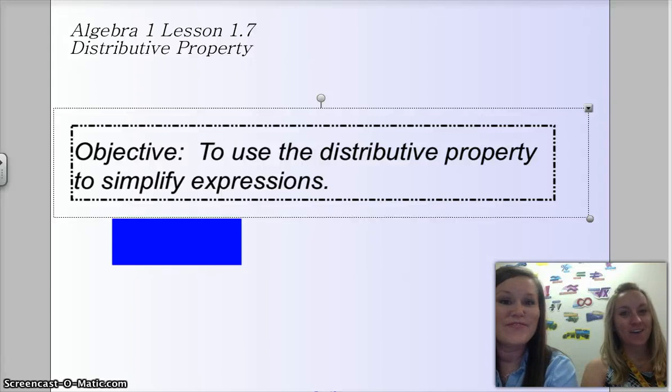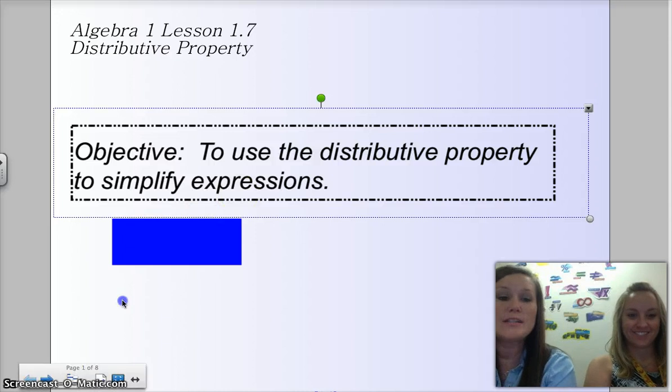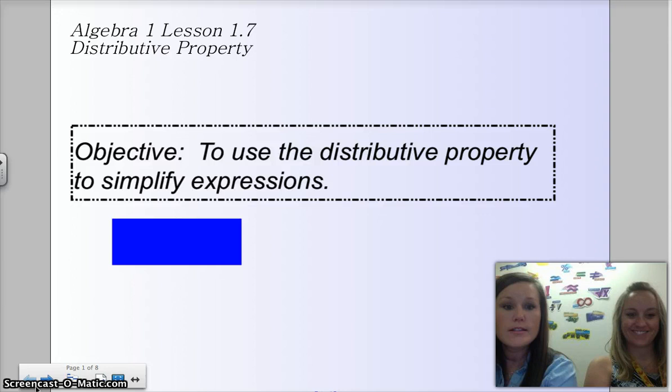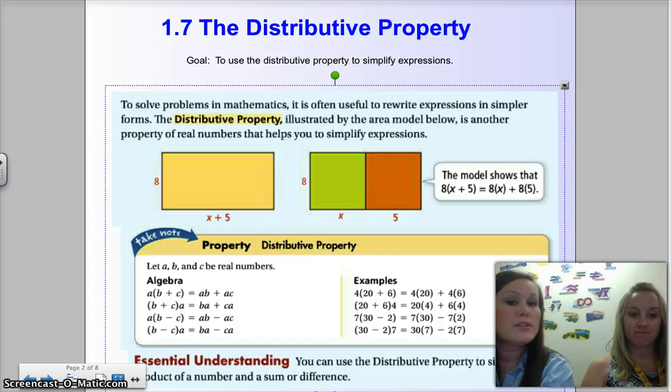Hey gang! 1.7 coming at you today, distributive property. The objective is to use the distributive property to simplify expressions. Simplifying expressions is the same thing as solving, we just don't have an equal sign. All right, distributive property, guys.